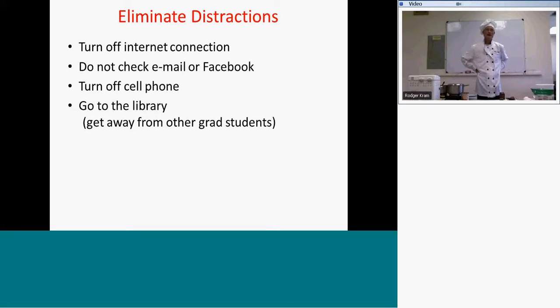I suggest that you turn off your internet connection on your computer. Do not check your email or Facebook, or set some sort of a timer so that you have to at least work for an hour before you check that urgent email. I suggest that you turn off your cell phone and that you dedicate a fixed amount of time to writing articles, because that's how you finish your PhD. Thanks.